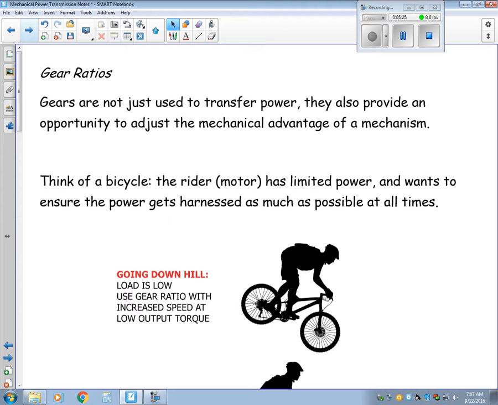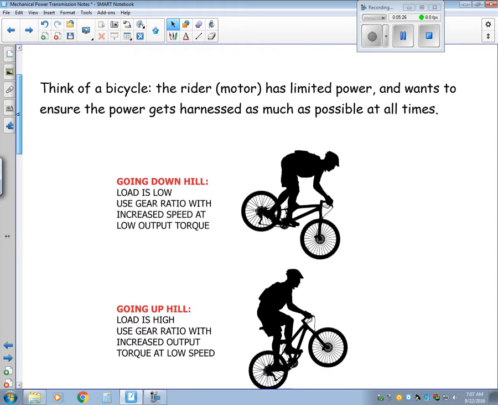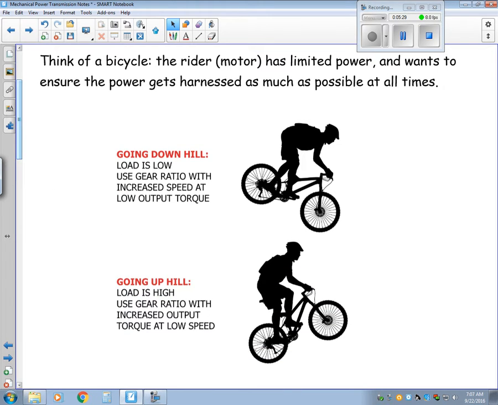So let's think of a bicycle. In a bicycle, you are the motor, and you have limited power. So you want to make sure that whatever power you have is harnessed as much as possible at all times. If you're going downhill, your load is low. There's very little external torque being placed on you, the motor. So what you would want to do is use a gear ratio that would increase your speed, but have a low output of torque, because if the load's low, you don't have to supply as much torque.